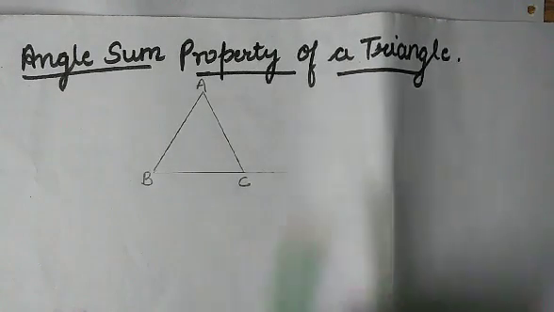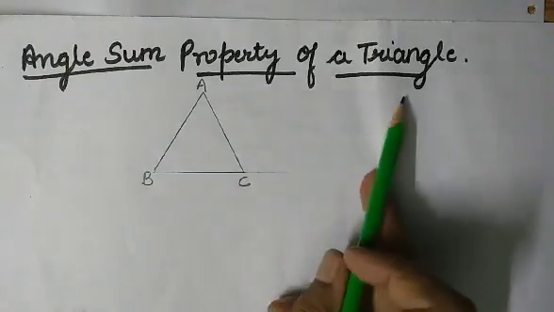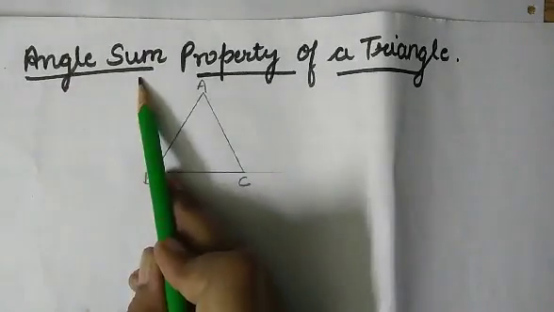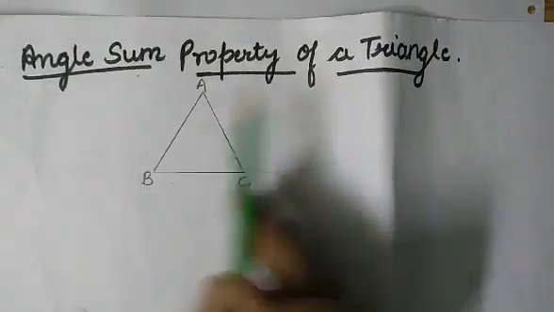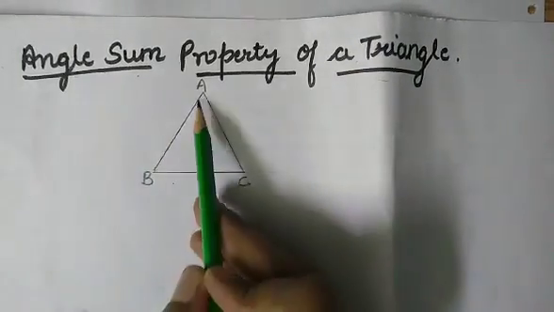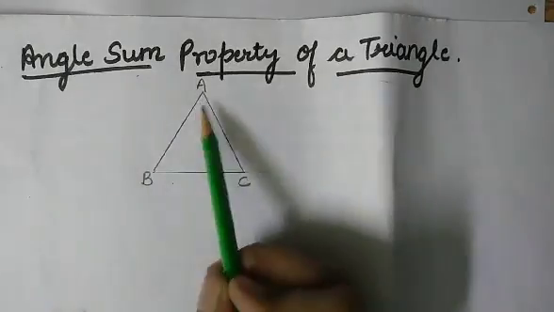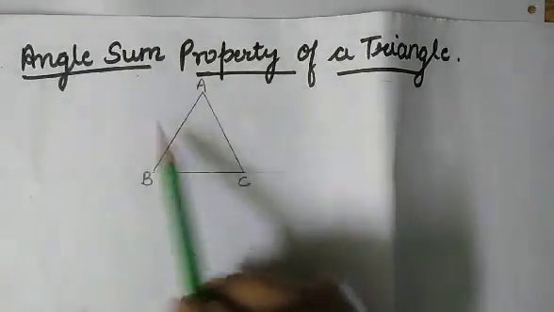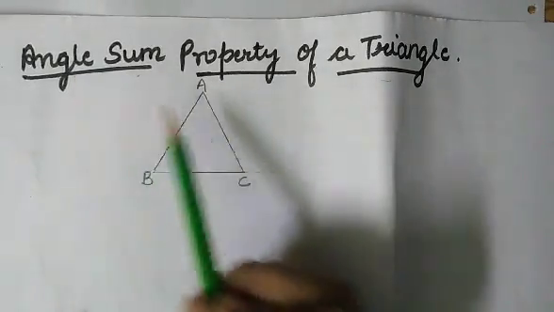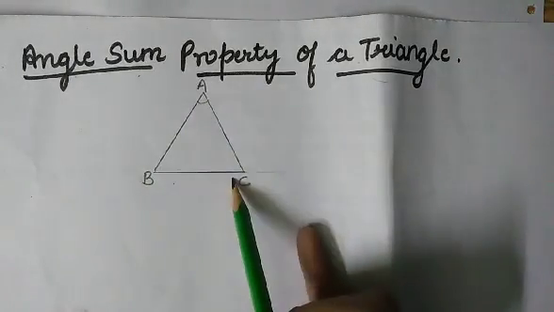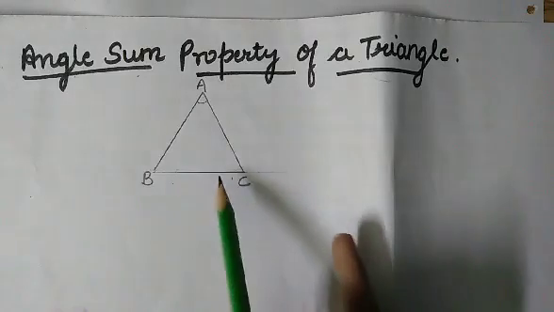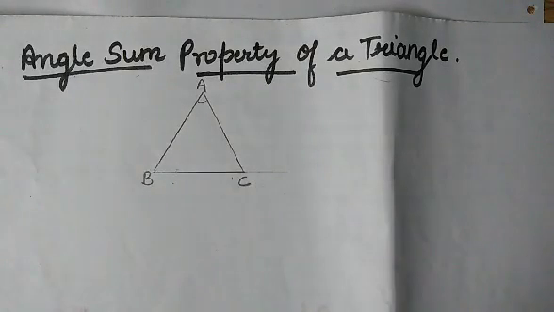Now next one is angle sum property of a triangle. Angle sum, it means we have to do the sum of the angles in a triangle. Okay, this property is related to angles that are in a triangle. So this is property of sum of the angles. So we have to do A plus B plus C. It means the sum of all angles in a triangle is 180. Okay, we will discuss how it is 180.